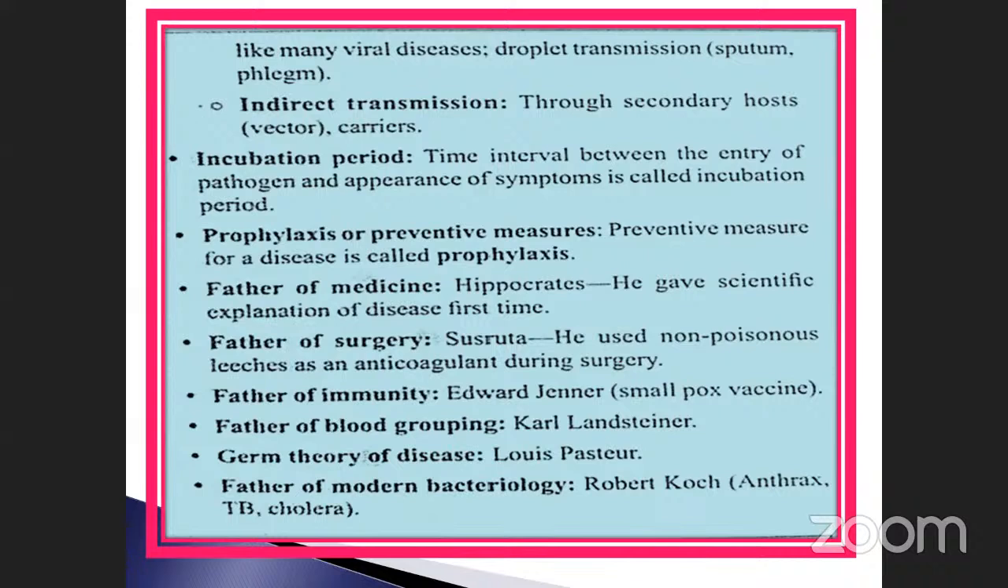Indirect transmission is nothing but there is a mediator in between the host and the organism, through a secondary host, otherwise called a vector or carrier. How the transmission takes place between the host and the microorganism, there is a mediator, just like pollination. In between there is a mediator, then only the disease will be passed on to the host. Then incubation period. What is meant by incubation? The time interval between the entry of the pathogen and the appearance of symptoms is called the incubation period. Already yesterday we saw it.